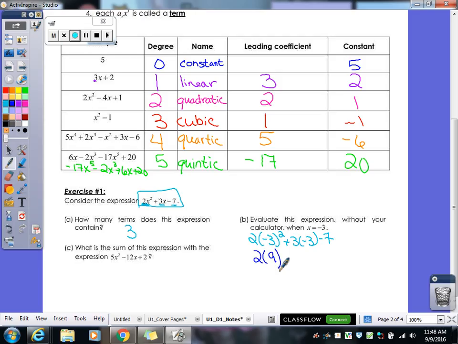And then 3 times -3 is -9, -7. 2 times 9 gives us 18, -9, -7. So our final answer, 2.